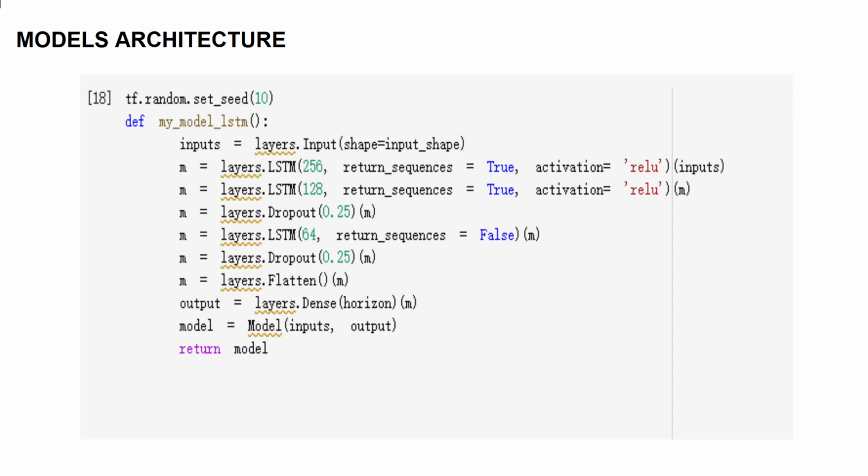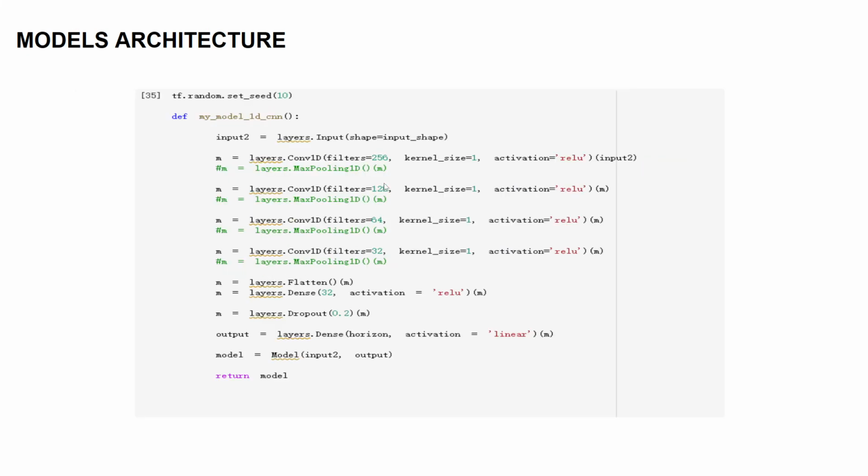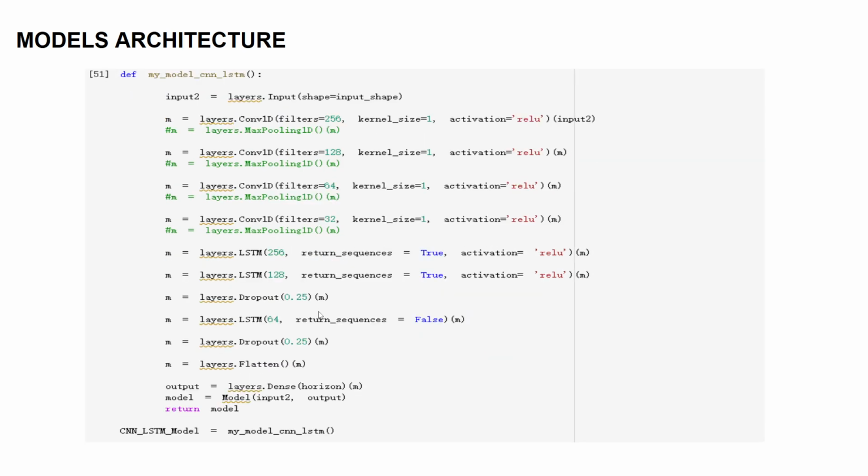And then the 1D convolution has 4 convolutional layers with no pooling layers and also a fully connected layer. We also use ReLU as our activation function. Then the 1D CNN and CNN-LSTM model is a combination of the last 2 models. We stacked the 2 models together.